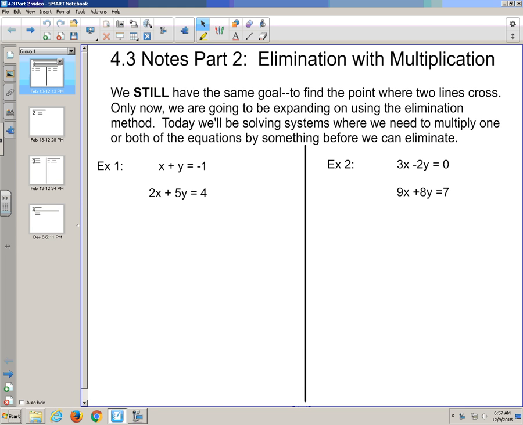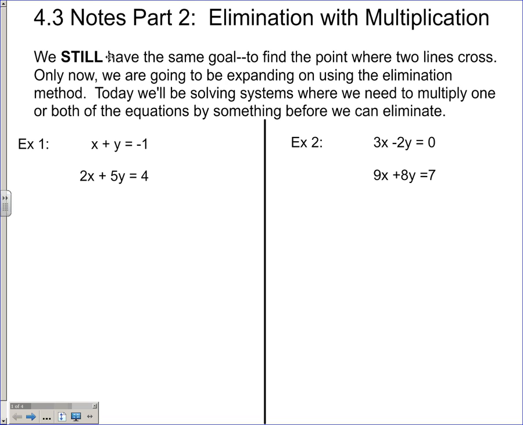Section 4.3 Part 2 is digging just a little bit deeper into solving systems using the elimination method. Now this time, in order to eliminate a variable, we need to set up the elimination step by multiplying one or both of our equations by a constant number so that we can actually cancel our variables out. So we still have the same goal. We're still looking for the point where our two lines cross, but we're going to add a little bit of a twist to what we learned in 4.3.